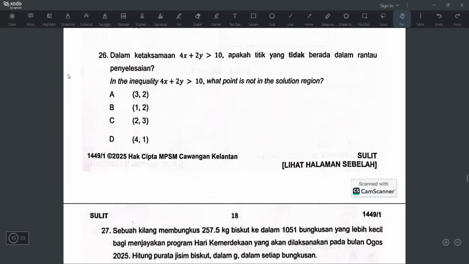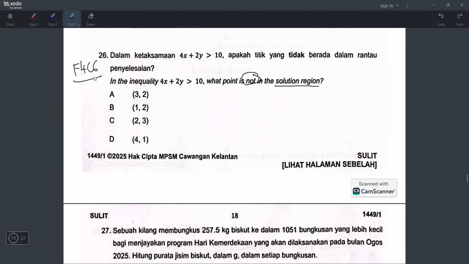Okay, continue. Number 26. In the inequality 4x plus 2y bigger than 10, what point is not in the solution region? Okay, this one is from form 4 chapter 6. It's called linear inequalities. And what they are asking is which of these points is not inside the shaded region. Because if there's an inequality sign, that means it's talking about the region, the area.